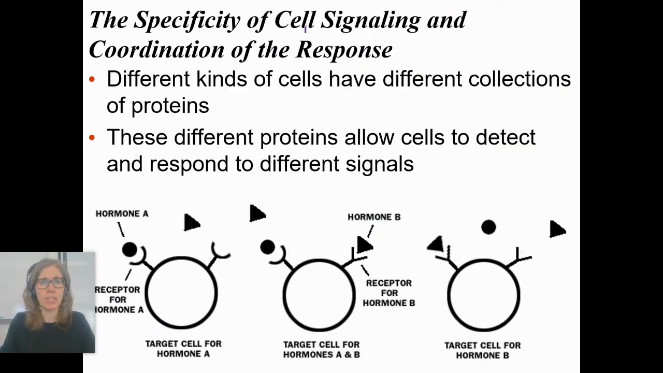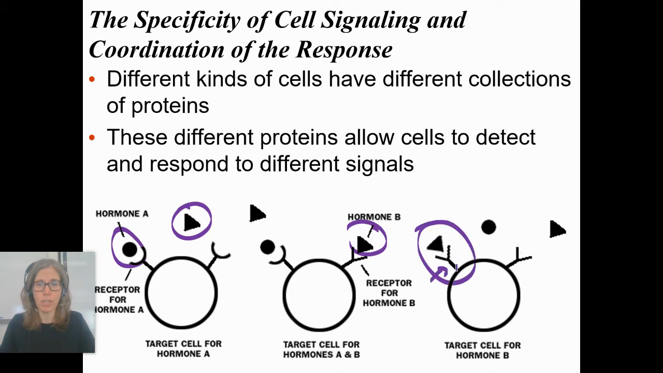Okay, next idea, the specificity of cell signaling and coordination of the response really depends on the kinds of receptors that you have. So here's a target cell for hormone A, and it does not fit. It doesn't have a receptor for hormone B, which is the triangle one. And this one has a receptor for hormone B right here, but it doesn't have a receptor for hormone A. So this is just the idea that different proteins allow cells to detect and respond to different signals. So this one can respond to both. This one can only respond to hormone A, and this one can only respond to hormone B. So not every cell responds to every ligand.